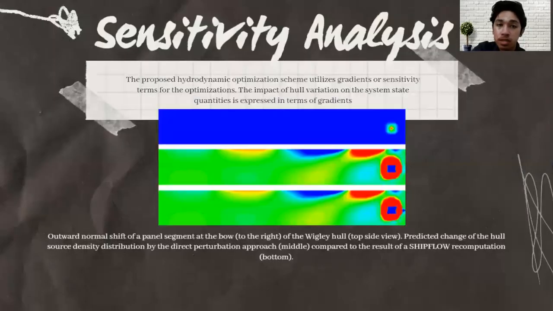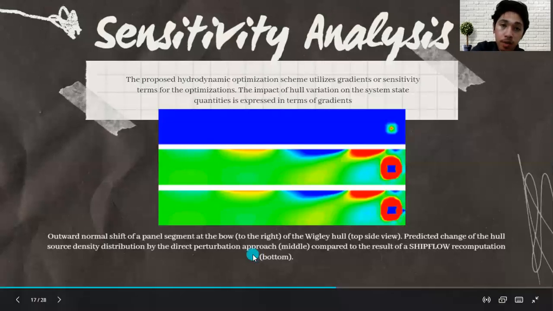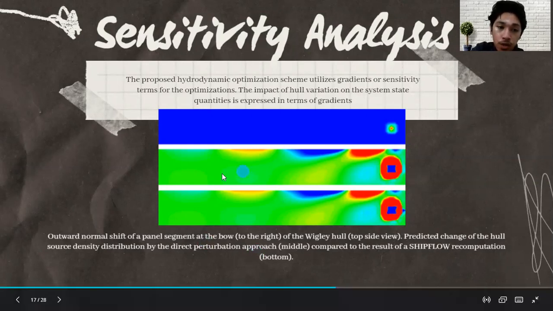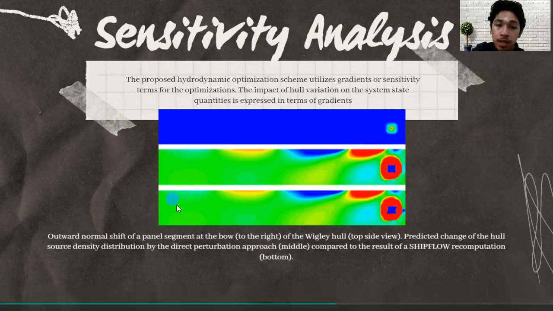Then we do sensitivity analysis, which is the proposed hydrodynamic optimization scheme that utilizes gradients or sensitivity terms for the optimizations. This is the image of outward normal shift of a panel segment at the bow, to the right here, of the wiggly hull.